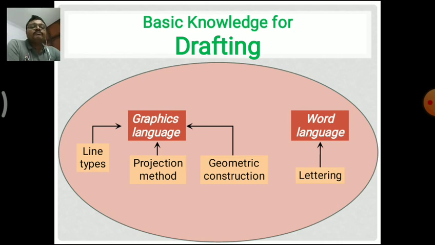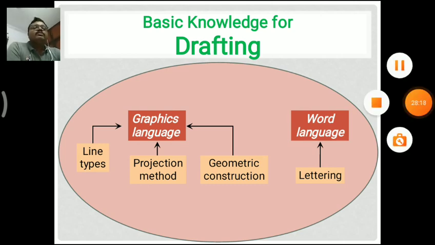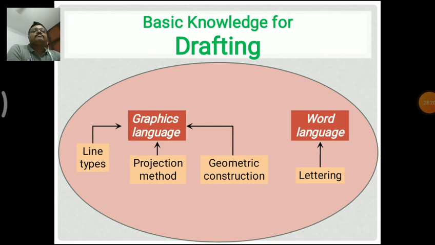The specifications of the lettering are done in a specified way, that is, we take some dimensions in the lettering and draw the word language. So the graphics language is more important than the word language. This is the basic knowledge in drafting. Drafting is also known as drawing. The basic knowledge is gathered from the graphics language as well as the word language. When we are going to draw a picture from the given question, we are going to memorize all these things.